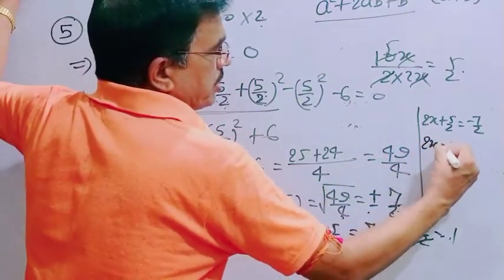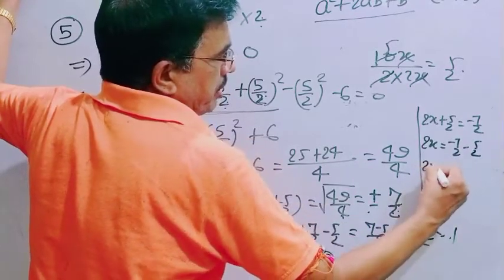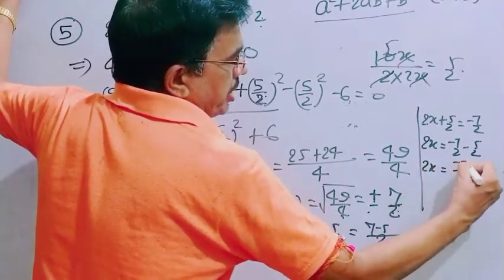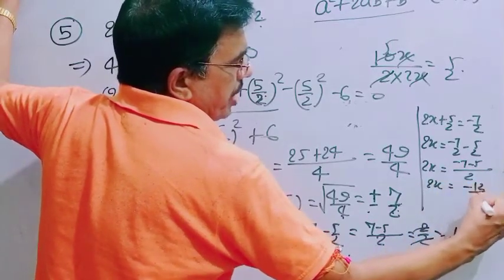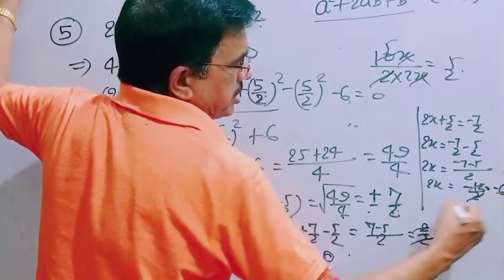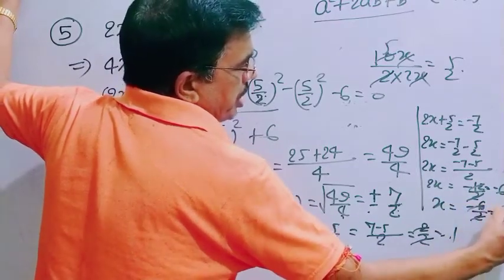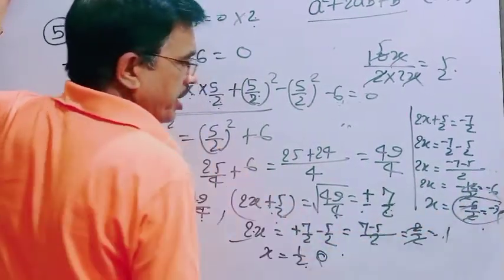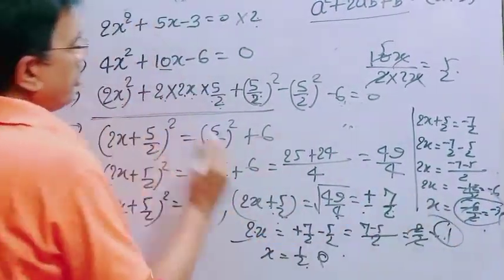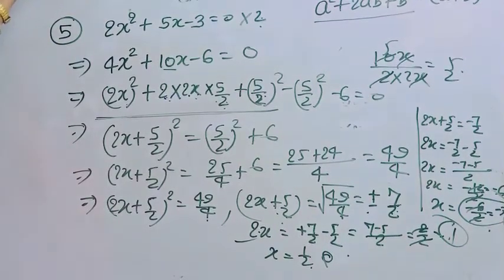So 2x is equal to minus 7 by 2 and minus 5 by 2. Then 2x is equal to 2 and it is minus 7 minus 5. Then 2x is equal to minus 12 by 2, that is minus 6. Now what is x? That is minus 6 by 2. So it is minus 3. So there are two solutions. One is minus 3, another is 1. So by the squaring method, you can solve the question and find the value of x.